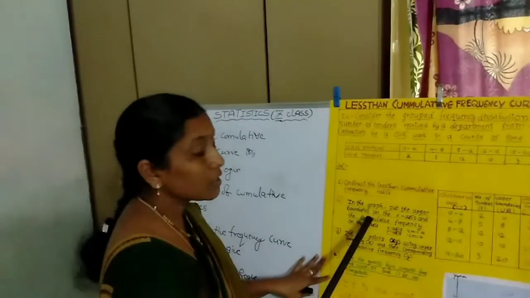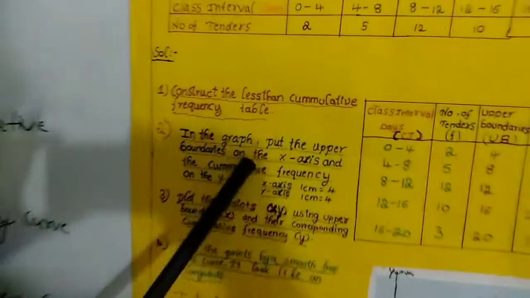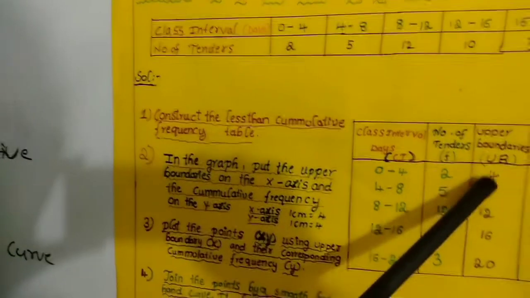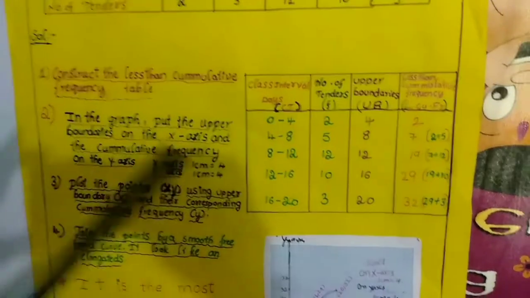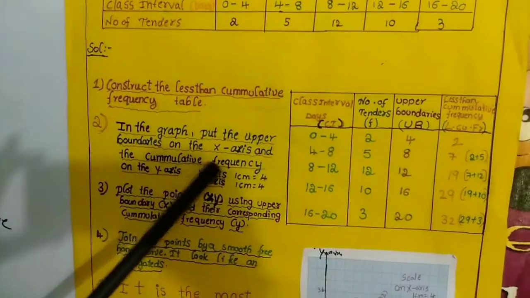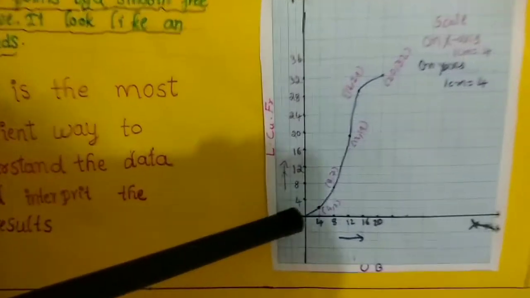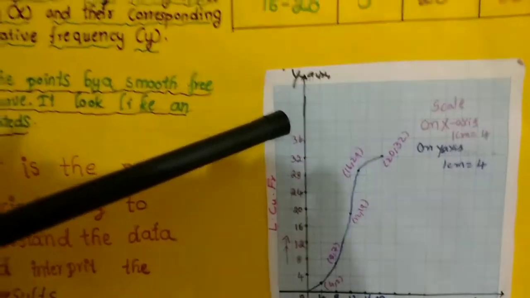After completion of the table, we can draw the graphical representation. In the graph, put the upper boundaries on the x-axis. What are the upper boundaries here? These are the upper boundaries. Write the upper boundaries on the x-axis and their respective cumulative frequencies on the y-axis. So these are the respective cumulative frequencies. We can write the cumulative frequencies with a convenient scale on the y-axis.